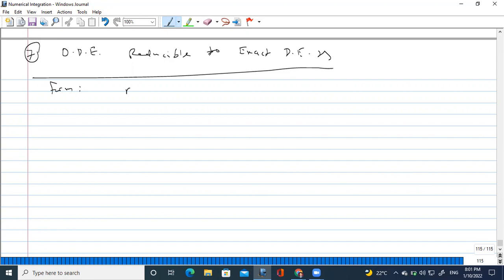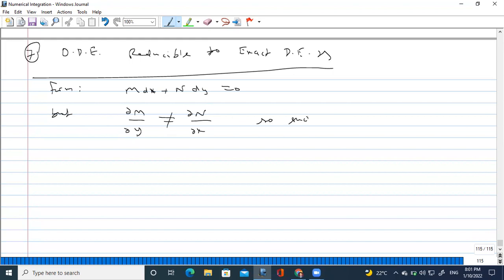the form of equation is the same, M dx plus N dy is equal to 0. But the problem is what? Del M over del y is not equal to del N over del x. Means this test does not hold good. So this is the problem here.